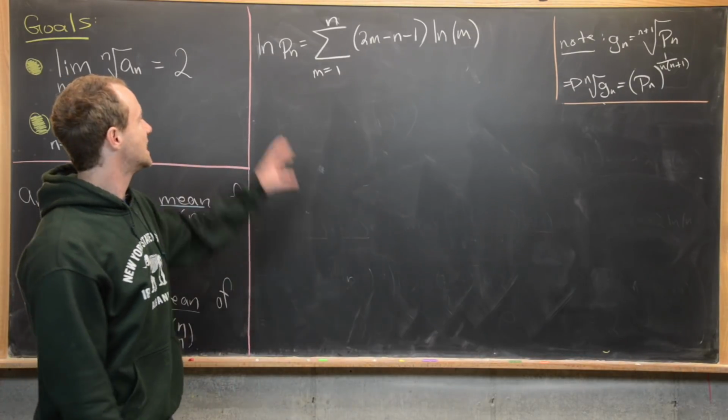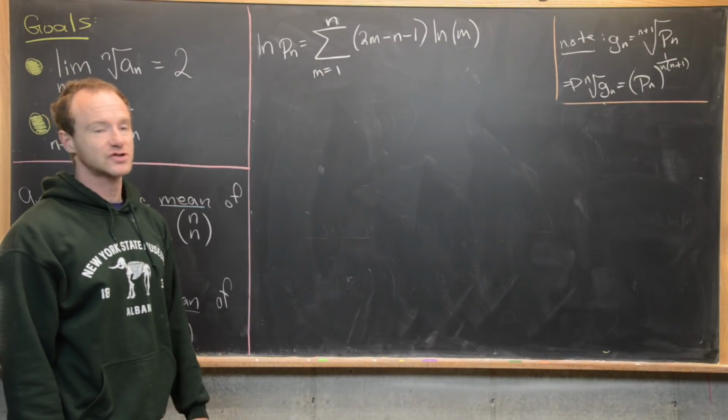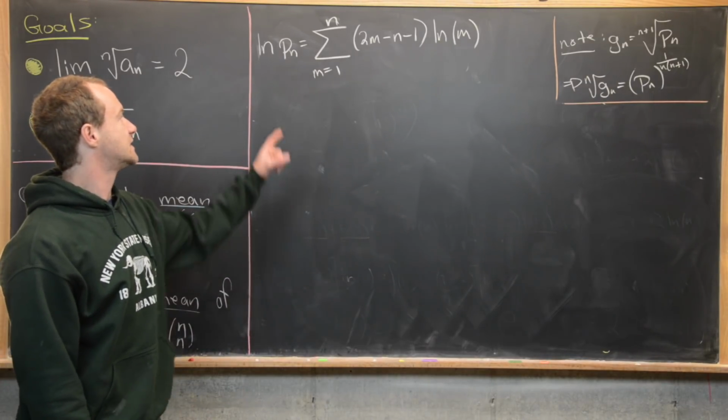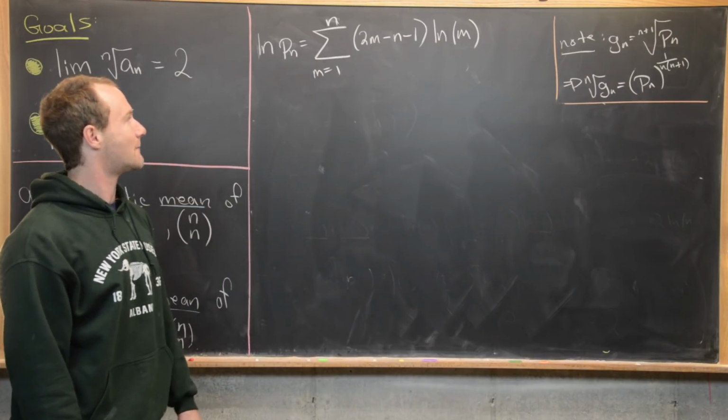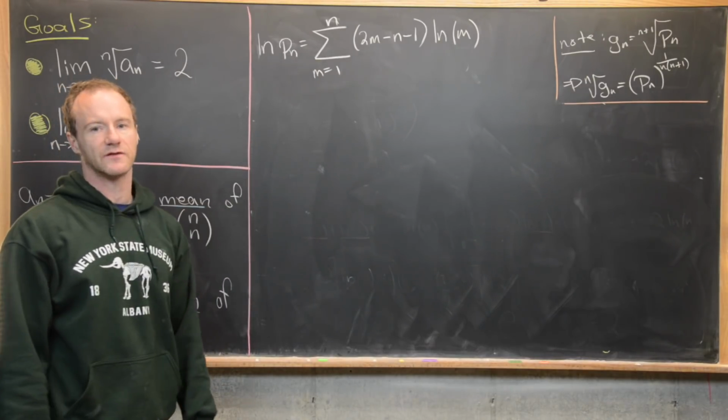So on the last board, we ended at the following point. So we've got the natural log of this product is equal to the sum as m goes from 1 to n of 2m minus n minus 1 times the natural log of m.